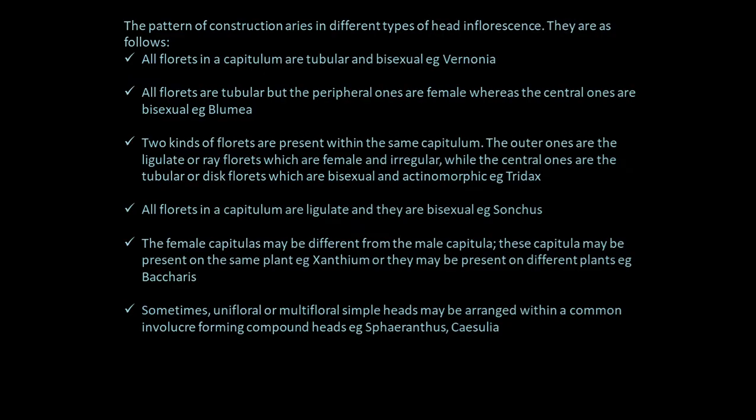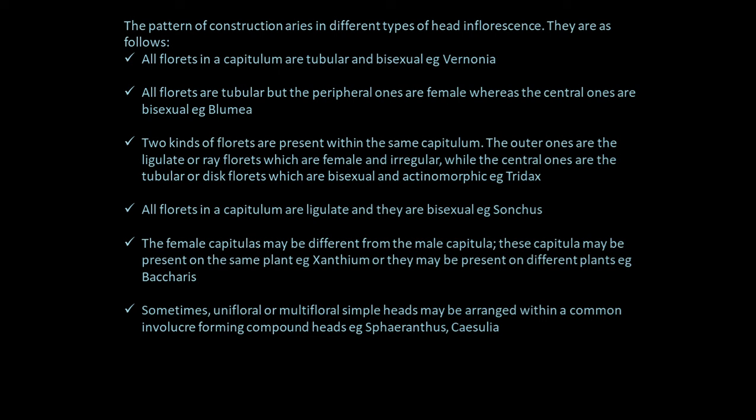The pattern of construction is different in different types of inflorescence. They are as florets. In Vernonia, all florets in a capitulum are tubular and bisexual. But in Blumea, all florets are tubular, but the peripheral ones are female, whereas the central ones are bisexual. So, what is the difference? The peripheral ones are lacking the ligule. The structure called ligules are absent in the peripheral florets of Blumea.